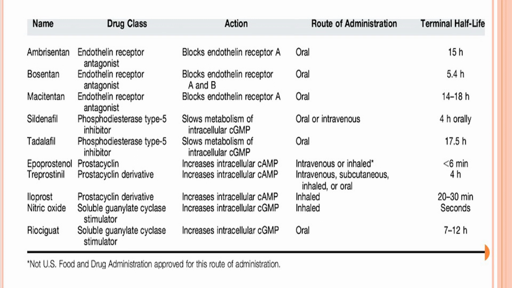These endothelin receptor antagonists are available in oral and IV, and the prostacyclin derivatives are available in the inhalational forms. Riociguat is the newer drug which is available right now. But of all these drugs, sildenafil, that is the phosphodiesterase inhibitor type 5, is the maximum used molecule.